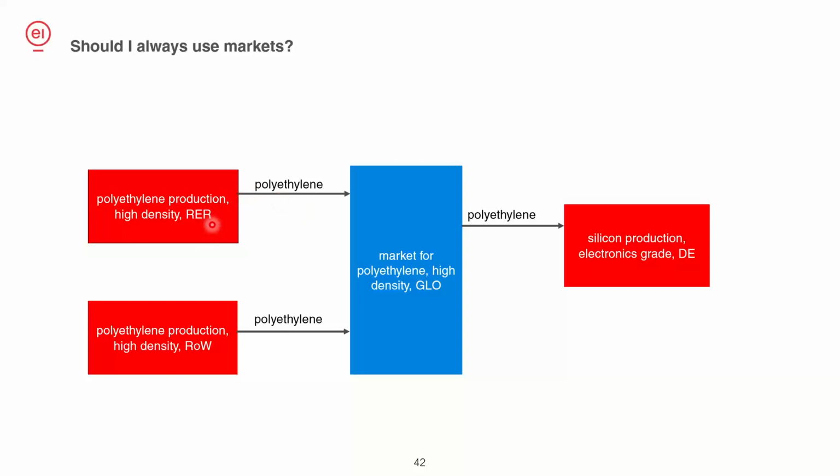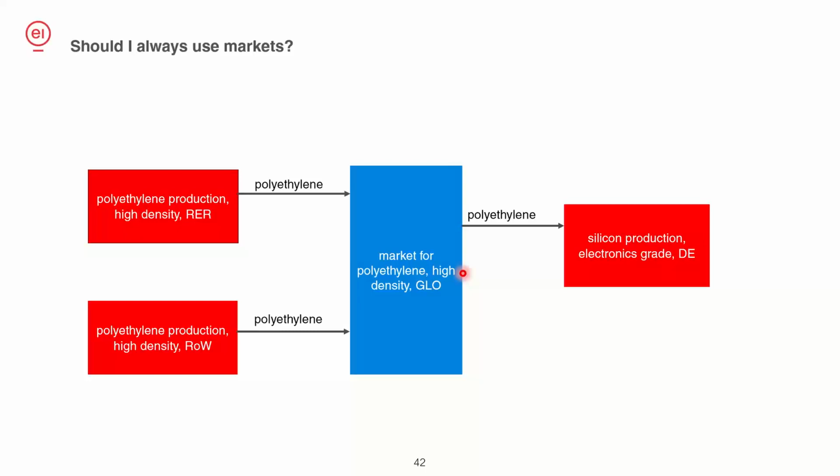For polyethylene production, high density, in this case, let's assume that we have 2 activities for Europe and for rest of the world producing polyethylene. They both supply a global market for polyethylene. And if we now have an activity in Germany consuming polyethylene, then this activity will be supplied by the global market. This is based on the linking algorithm.